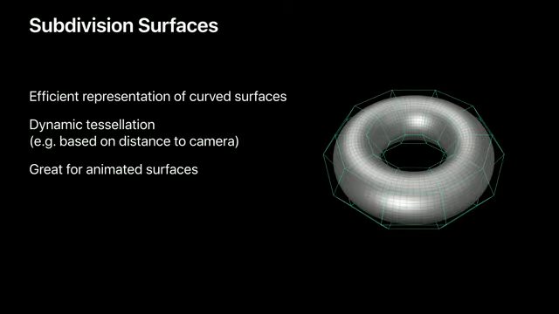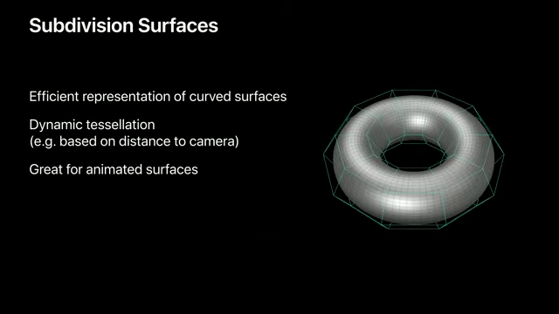Subdivision surfaces are an efficient representation of curved surfaces. In contrast, polygonal surface descriptions are an approximation of the real curved surface. And that approximation bakes in some assumptions on what a good approximation is, for example, how closely you're going to be to the actual object. In contrast, subdivision surfaces describe the true surface. So you can do dynamic tessellation, for example, based on the distance to the camera, to find a good enough approximation of the true surface with small polygons.